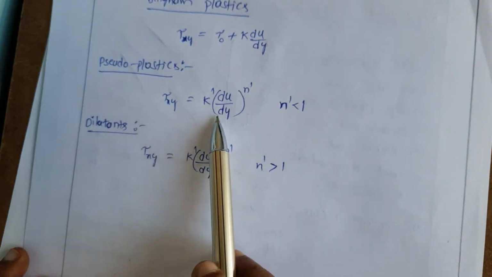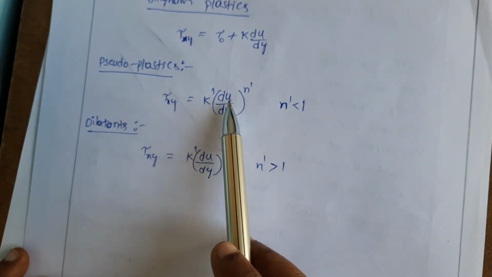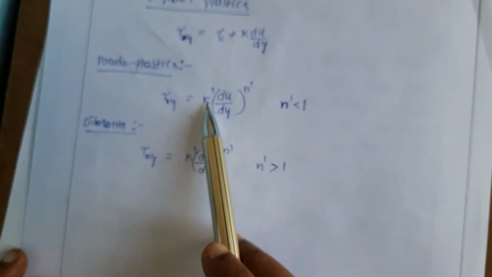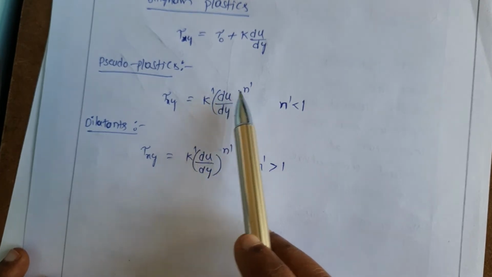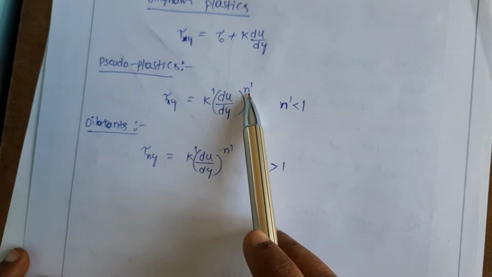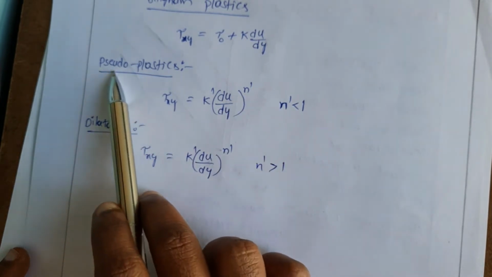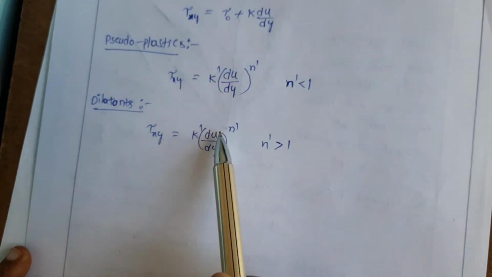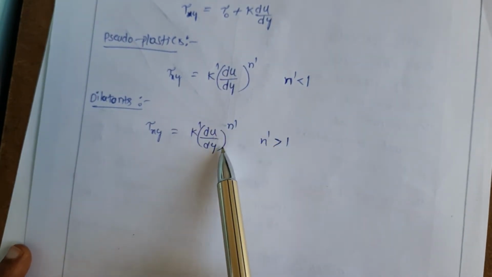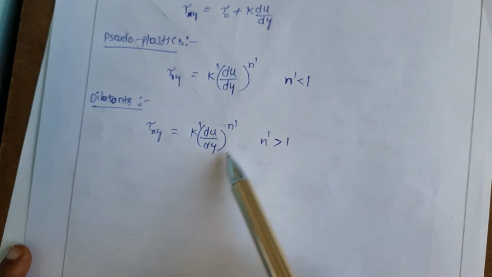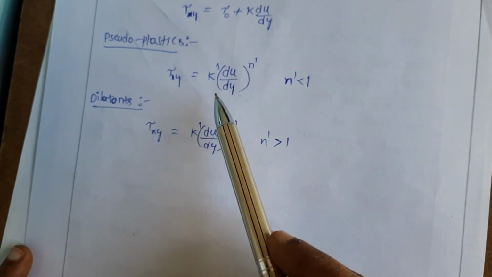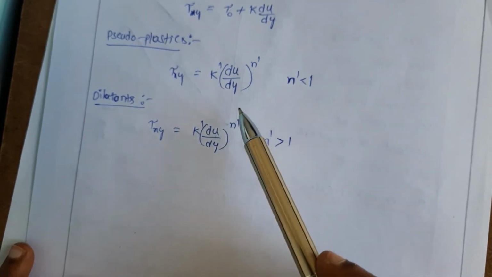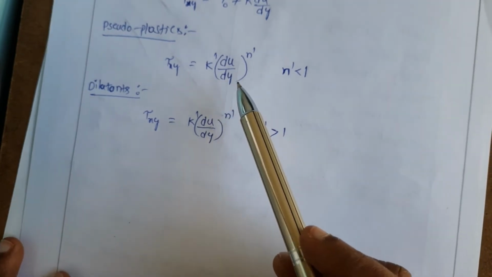For pseudoplastics, this is k prime into du by dy to the power n prime. This k prime is called the flow consistency index. This n prime is called the flow behavior index. For pseudoplastics, n prime should be less than 1. For dilatants, the same relation, n prime should be greater than 1. These relations are sometimes used for a certain region of viscosities and behavior. These are called the power law fluid relations or Ostwald-de Waele relations. Okay, clear?